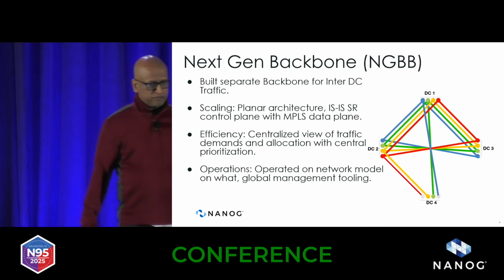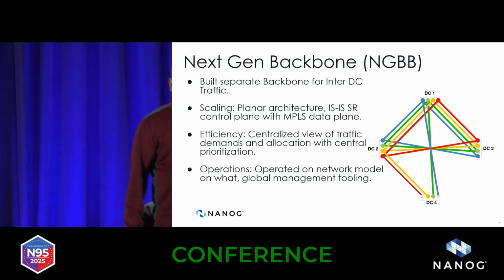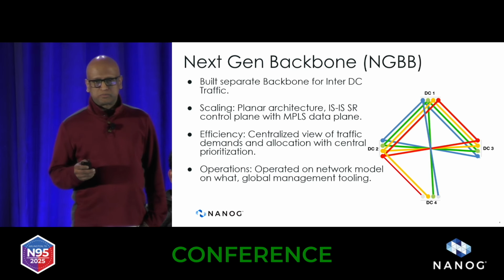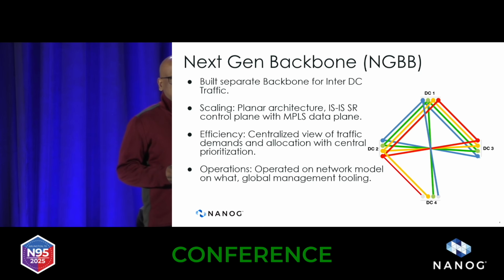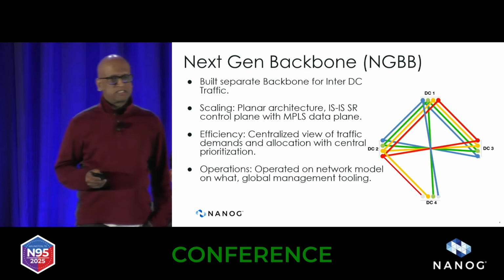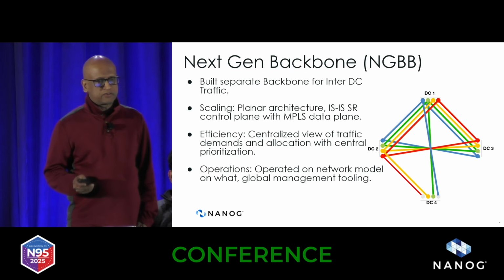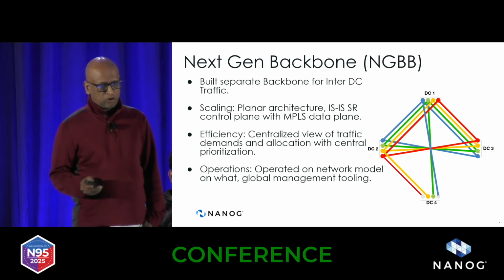From the efficiency standpoint, we use a centralized controller. This gives us a centralized view of traffic demands and allocation, with centralized prioritization. It allowed us to align our traffic based on business priority. We mark the traffic at the source, meaning at the host, centrally. The network trusts the marking, and the controller steers the traffic through our network based on priority, on either the shortest path or a longer path with more capacity.